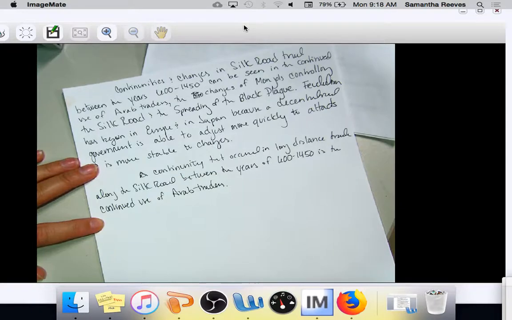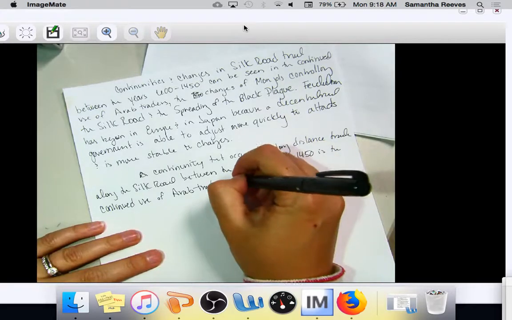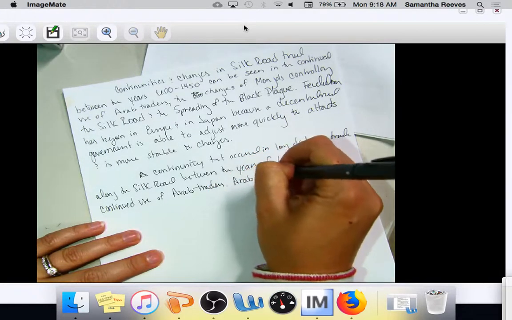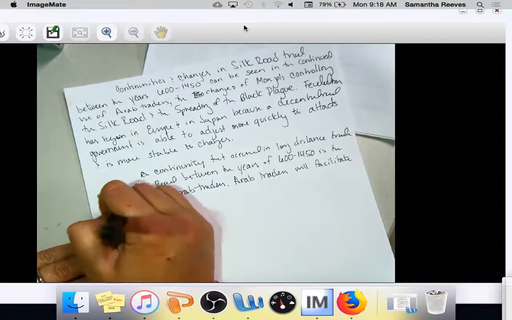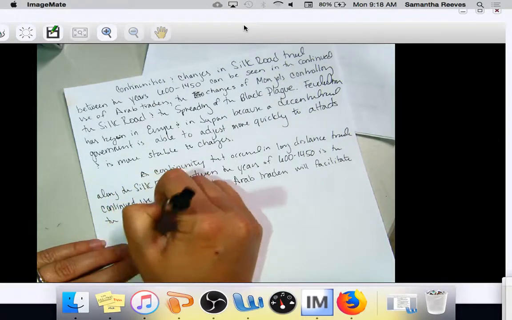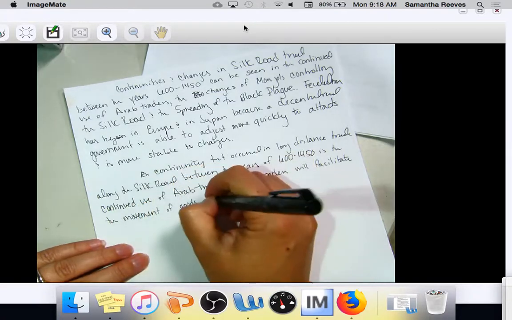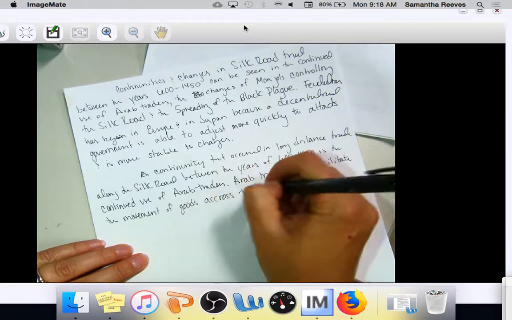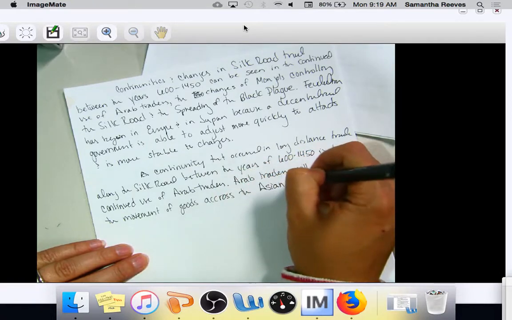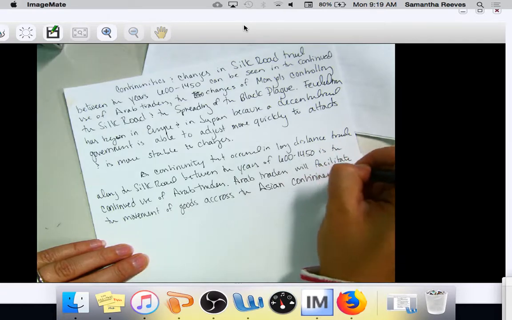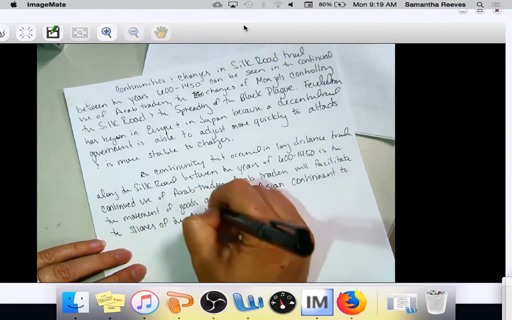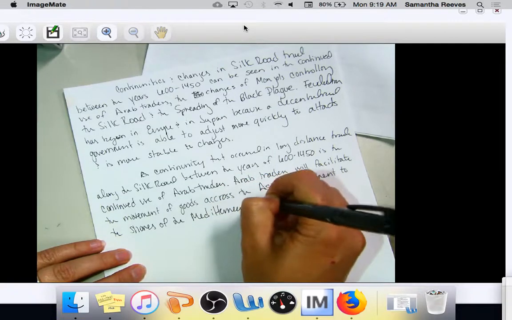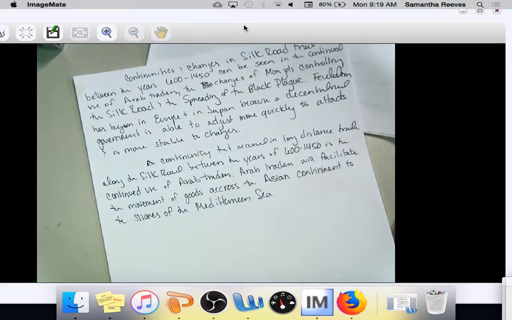Done. Now I have to explain the continuity. Okay? So, Arab traders will facilitate the movement of goods across the Asian continent to the shores of the Mediterranean Sea. There you go. I've explained what we mean by Arab traders.